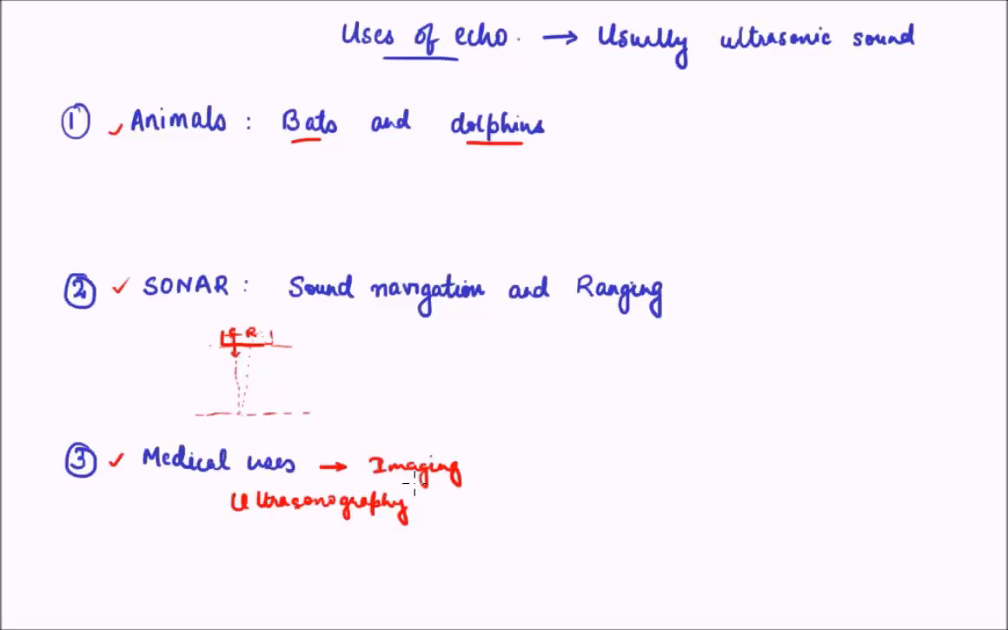This brings an end to the topic of echo. In the next class we will see some numericals based on the concepts we have learned today, finding out the velocity of sound or finding out the distance of an obstacle from the observer, such things.